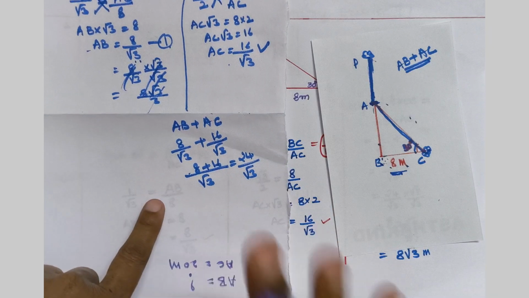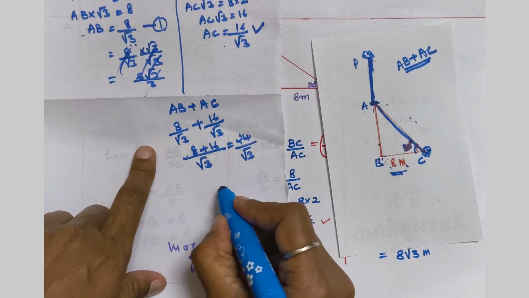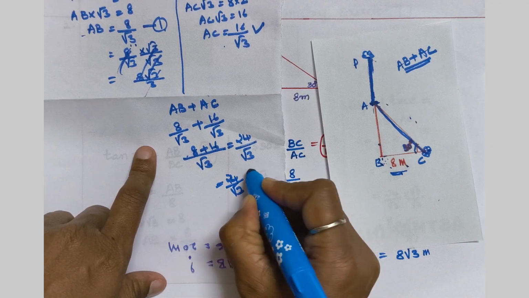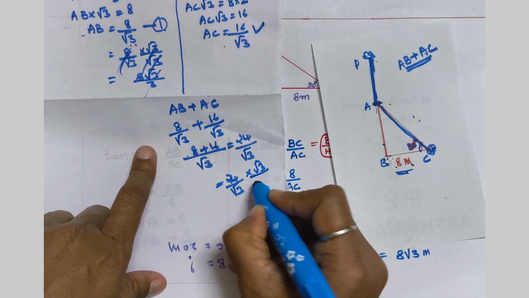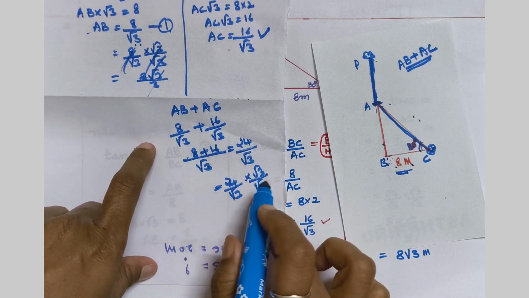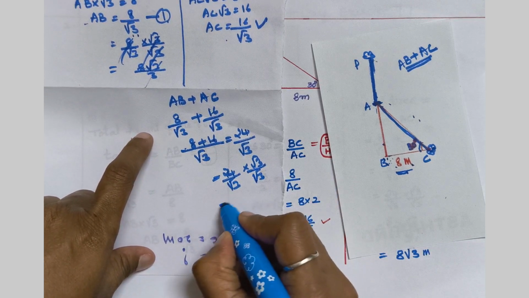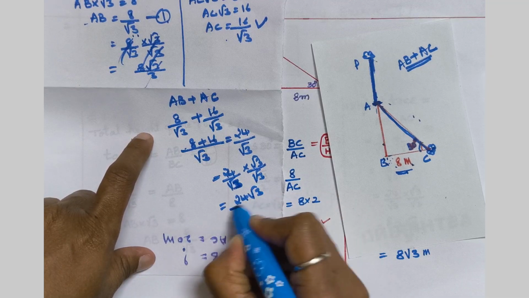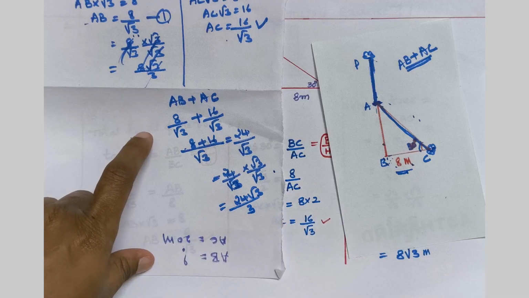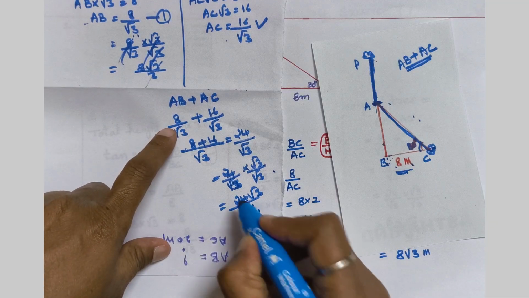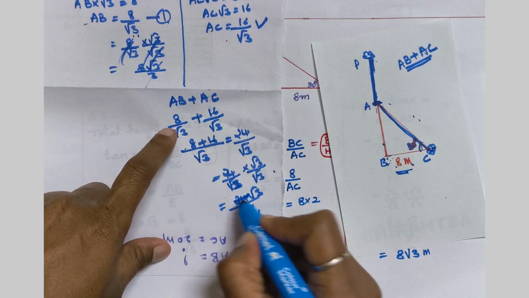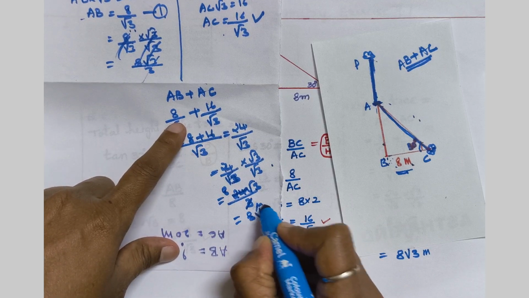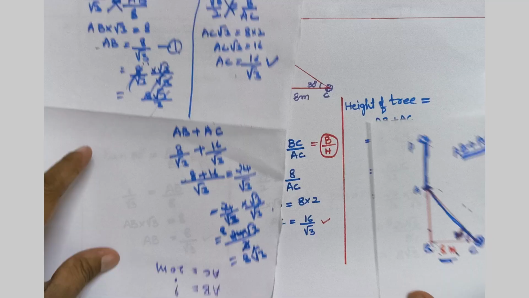Okay, now we will rationalize the denominator. Rationalize the denominator means 24 by root 3 into root 3 by root 3. Both places you multiply root 3. So now 24 root 3 divided by root 3 times root 3, which is 3. Now cancelling is possible. 3 eights are 24. So what is the height of the tree? 8 root 3 is the height of the tree.